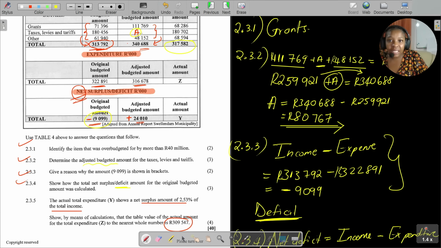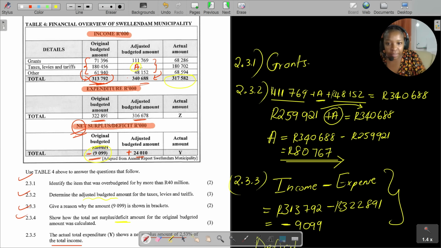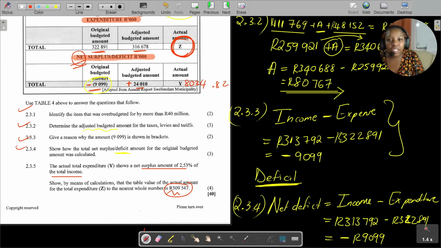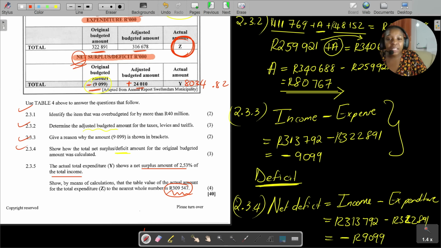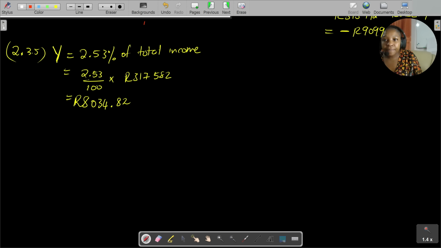So that basically tells us that our Y amount here is 8034.82. Now we want to show that that Z amount there is actually 309,547. How can you do that? Because this 8034.82 is a positive amount, it's a surplus, né? So here we can just say that the net surplus is equal to income again minus expenditure.